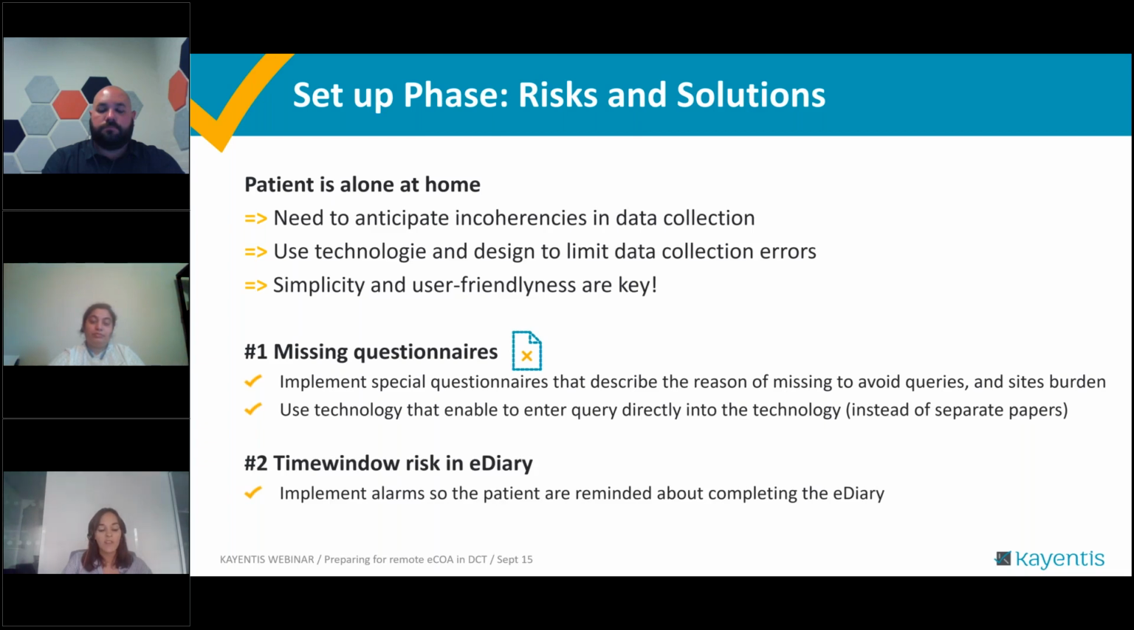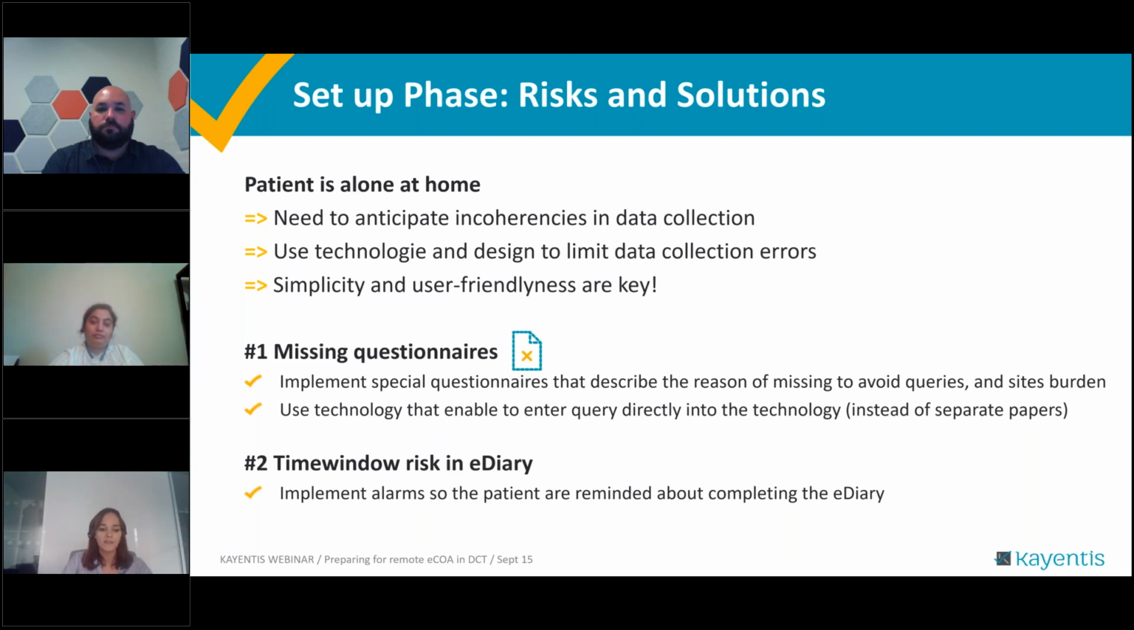Another important thing that we need to consider is that, as I already mentioned, we need to make technology easy for the patients. Actually, what is really interesting is the e-diary. The e-diary is a solution in which the questionnaires open and close by themselves, and the patient just needs to log into the device and complete the questionnaire.